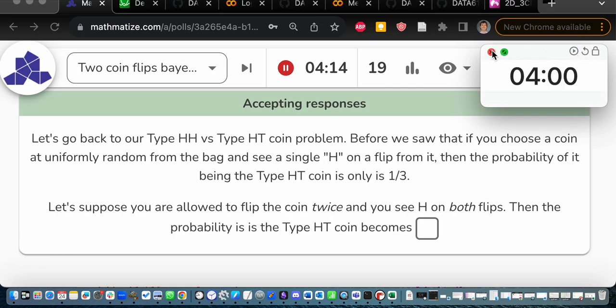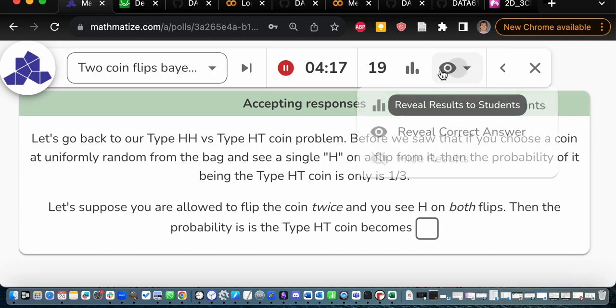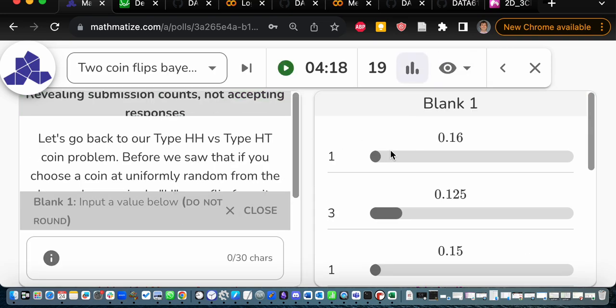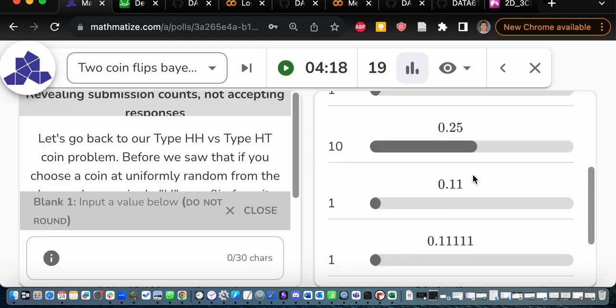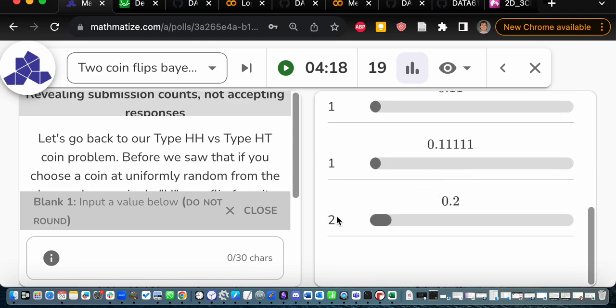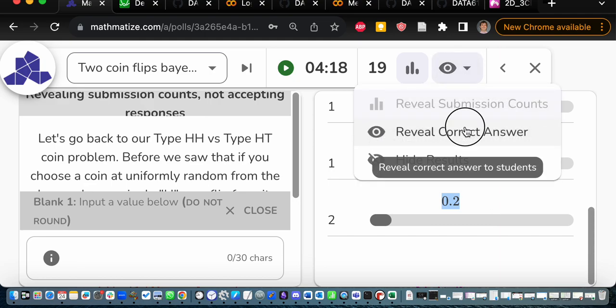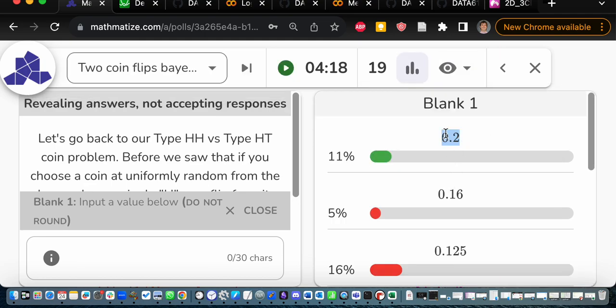All right, let's take a look. What did people say? 0.125 is popular. 0.25 is popular. 2 people are still strong on 0.2. The 2 people who stuck with 0.2 are right. It is 0.2. It's 1 out of 5. So how would you get 1 out of 5?